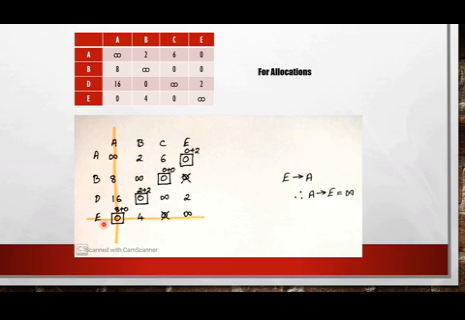Now compute the penalties for all this. Column minimum is 8, row minimum is 0. So 8 plus 0. Coming to this allocation, column minimum is 2, row minimum is 2. So 2 plus 2. Here column minimum is 0, row minimum is also 0. 0 plus 0. When I come here, column minimum is 0, row minimum is 2. So 0 plus 2. So what are the penalties that I've got? 8, 4, 0, 2. Which is the highest penalty? 8. Obviously 8. So make this as my route.